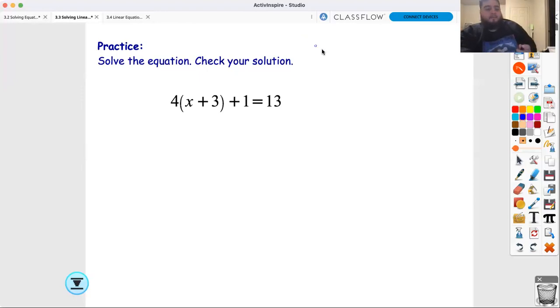Excellent, Tim. We already have someone with the solution. They got x equals 0. Do y'all agree or disagree? Jacob got the same thing too.